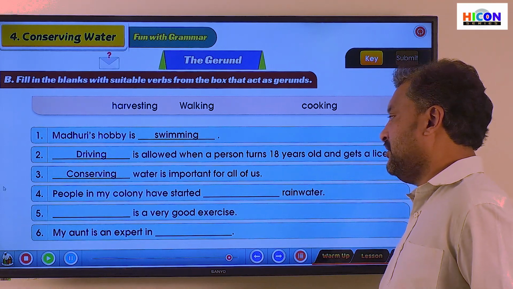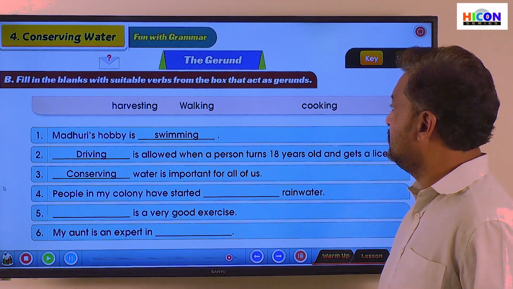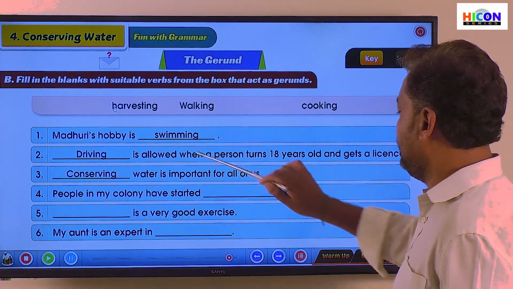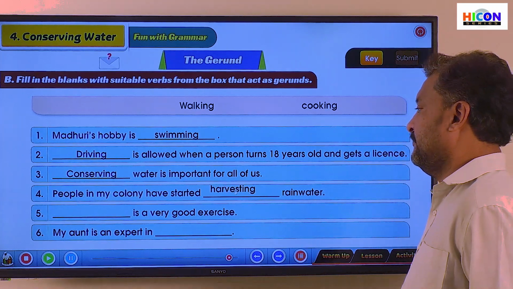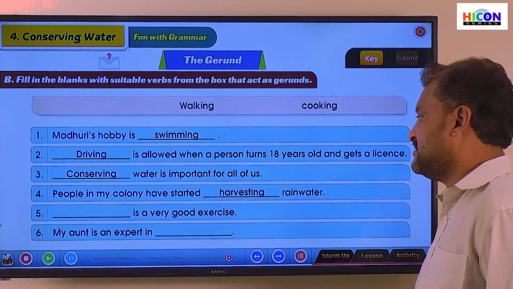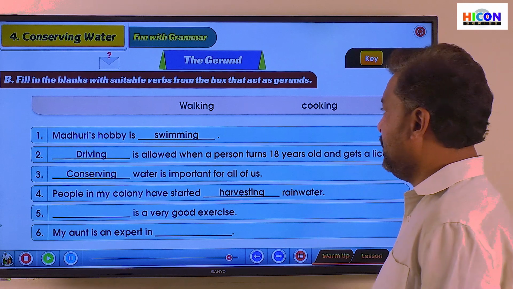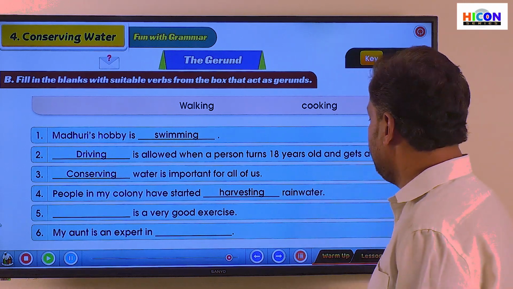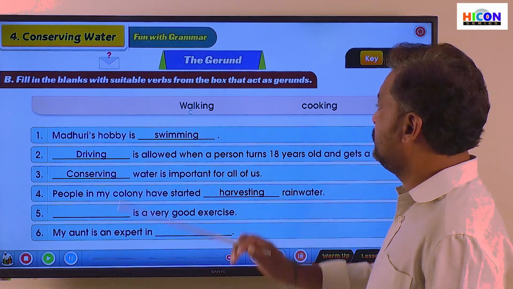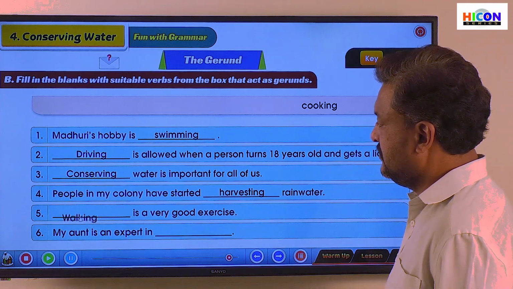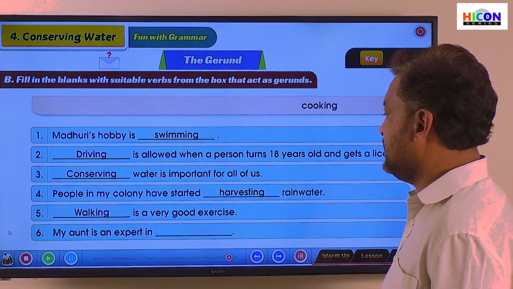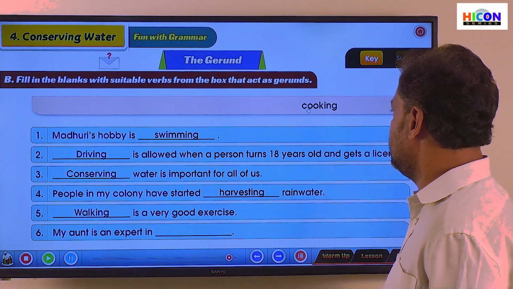People in my colony have started harvesting rainwater. People in my colony have started what? Harvesting rainwater. Dash is very good for exercise. Walking is very good for exercise. My aunt is an expert in cooking.